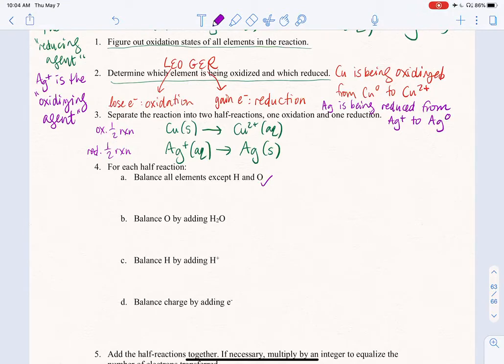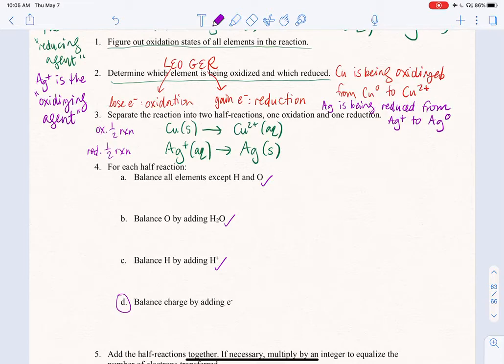In the next step, you want to balance any oxygens by adding H2O. In this very simple example that I'm starting you guys with, I don't give you any oxygens here, so we don't need to worry about this one either. Same with the H's. We don't have any H's in this particular reaction, so we don't need to worry about balancing the H's. However, we do need to worry about balancing the charge.